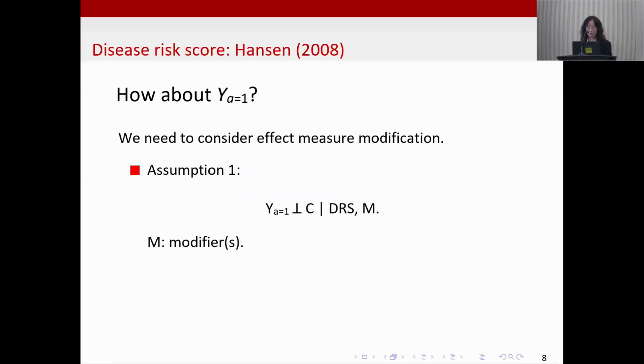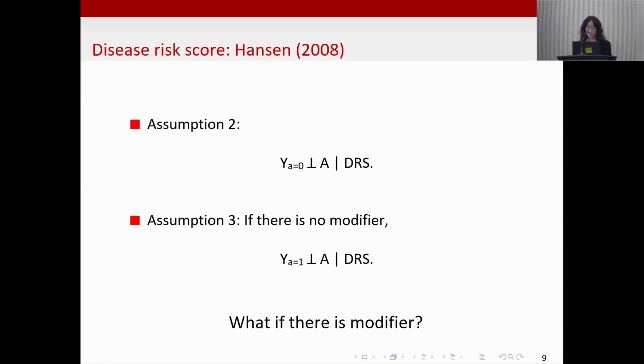So when modeling Y sub 1, we need to think about whether the treatment effect is the same for treated and control groups. When there is a modifier M, then the assumption for Y sub 1 holds when we condition on both DRS and M. The confounding assumption for Y sub 0 is the same as the one in PS. And if there is no M, this also holds for Y sub 1.